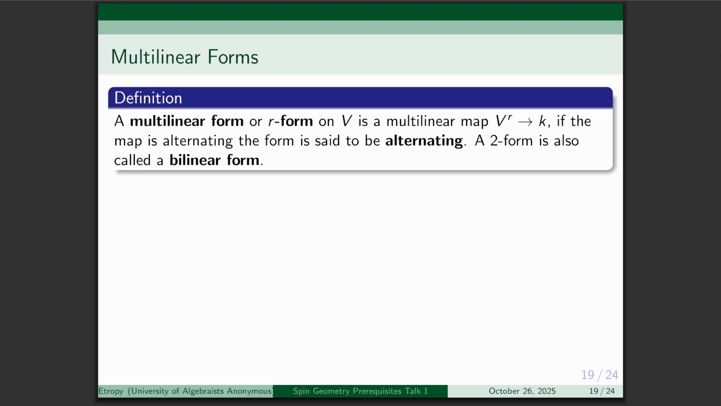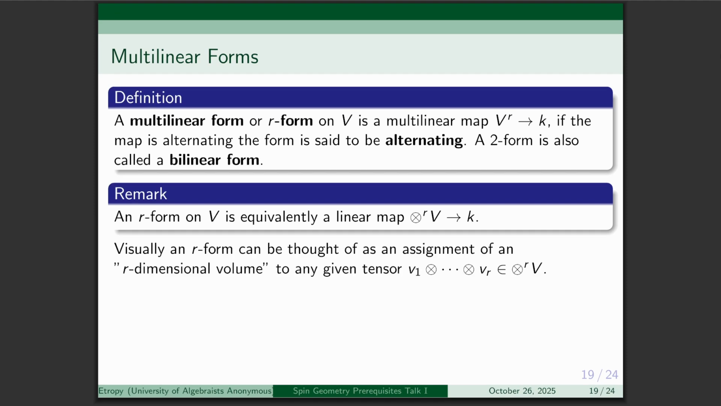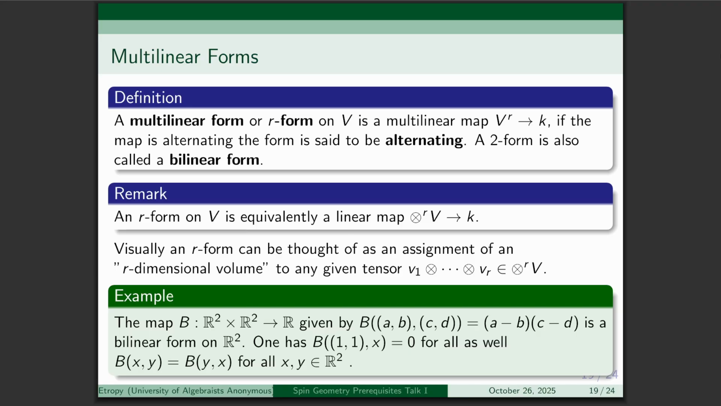The reason this notion is so useful is that you can think of a multilinear R-form as a map from the R-th tensor power of our vector space to the base field, just, by the universal property of the tensor product, a linear map. And you can think of this map as a sort of assignment of volume to any pure tensor, and combinations of those. So you start with some tensor, for example, the tensor AB tensor CD.